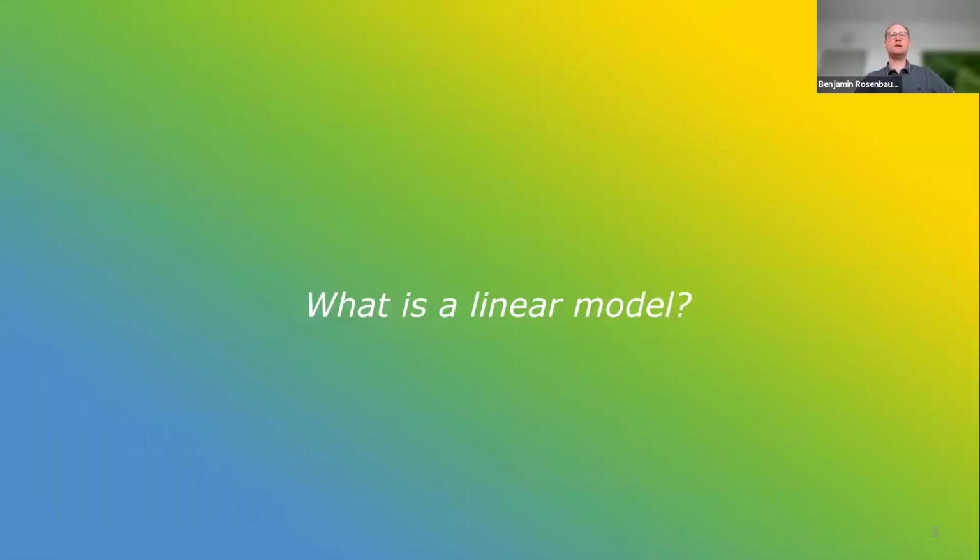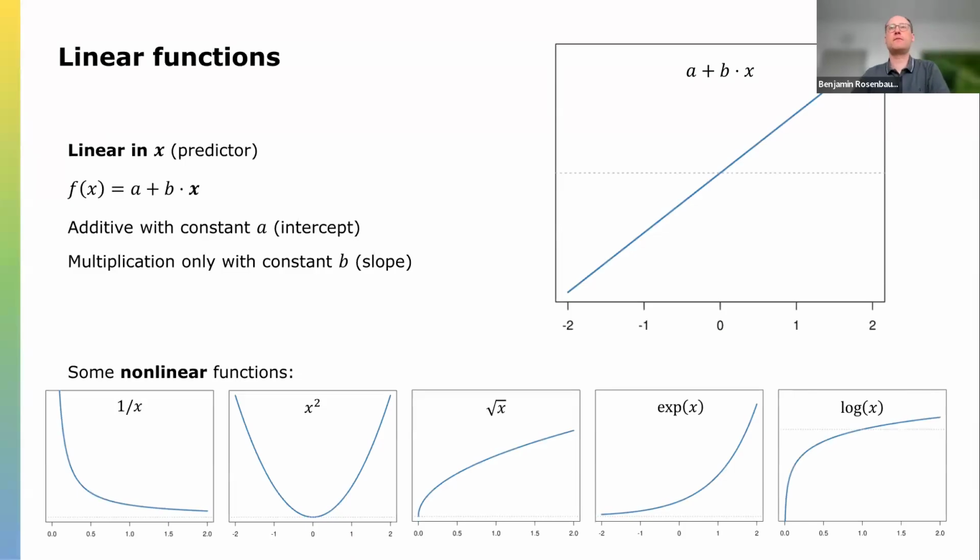So what is a linear model? We have already seen the linear regression, or this kind of linear function, a plus b times x, where x is the variable and a and b are constants in this case. So this is a linear function. There are many other functions which are not linear. For instance, 1 over x, this is not linear. X squared is also a nonlinear function. And other classical functions like the exponential or the log.